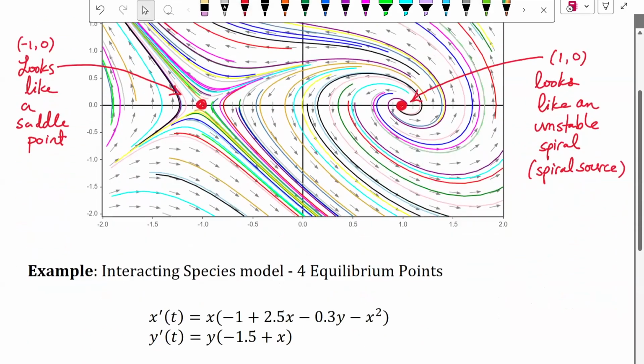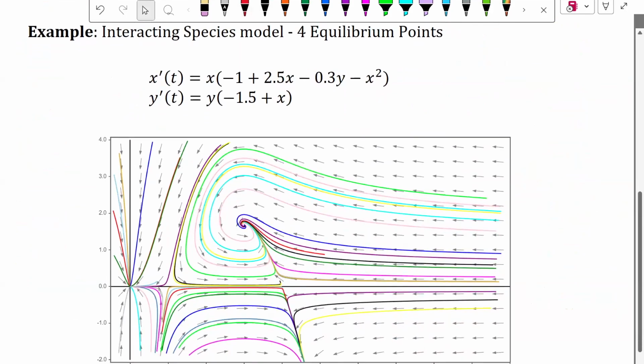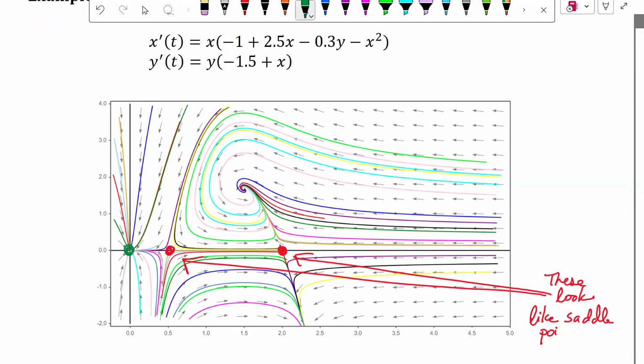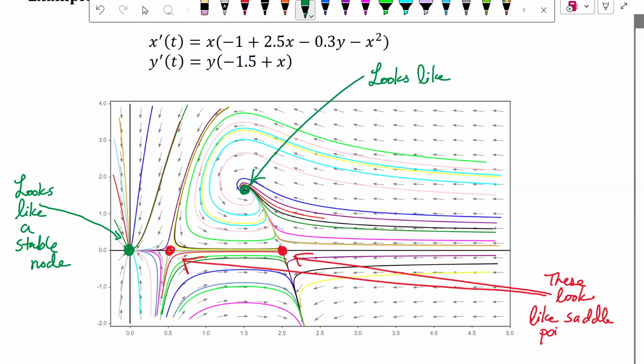Let's look at another one of the examples we did last time, the interacting species model. This one had 4 equilibrium points. We can see that 2 of them look like saddle points. And then we have 2 others. One at (0, 0) looks like a stable node, and the other looks like a stable spiral. In each of these cases, we can see intuitively what we think these points are, but what we're going to learn today is how to do a local analysis to confirm what we are seeing with our eyes. Let's go to the next page.